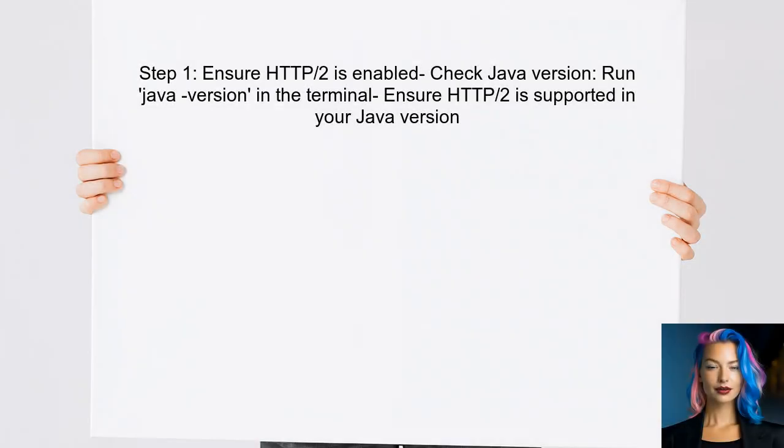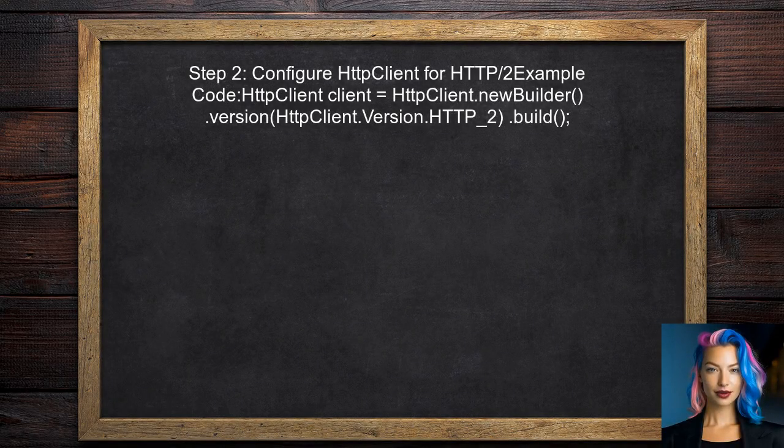To address the issue of the Java 9 HTTP client hanging, the user should first ensure that the HTTP2 protocol is enabled in their environment. This can be done by checking the Java version and the settings. Next, the user should modify the HTTP client configuration to explicitly enable HTTP2. This can be achieved by using the HttpClient.builder class to set the version.